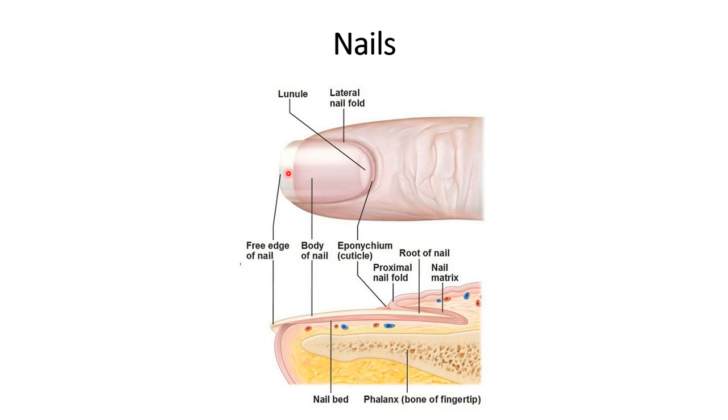Body, free edge, and towards here we have the root. As you can appreciate here, it's going downward. The proximal part of the nail body is also known as the lunula. Then there is a nail groove as well, between the nail fold and the nail bed.